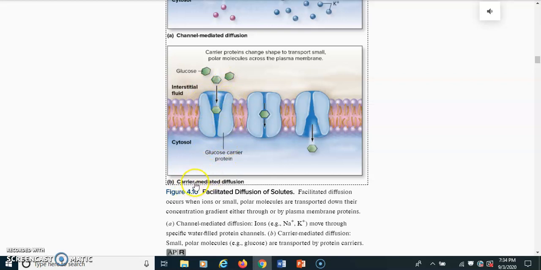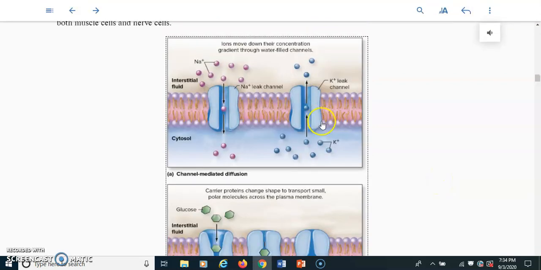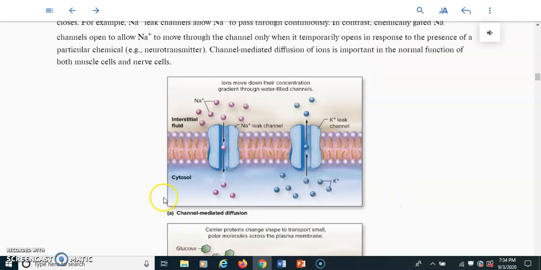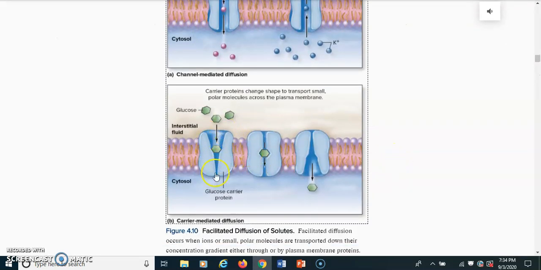But the only difference is they call it carrier mediated because this protein actually, and this is kind of showing the same protein, when the substance binds, the protein changes shape. So you can see how it was this shape and now it's this shape. And then it changes shape again to carry that glucose molecule over to the inside of the cell, across that membrane. So they call that carrier mediated. These are both facilitated diffusion because they require membrane transport proteins to get across. This one uses a membrane protein that has a channel in it, and this one uses a membrane protein that changes shape to get the substance across.